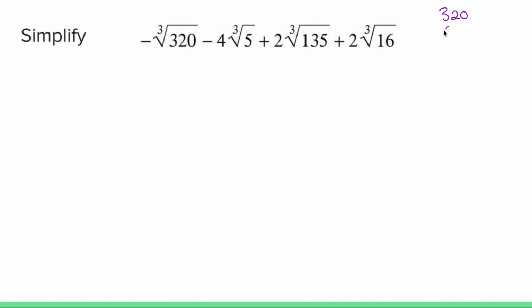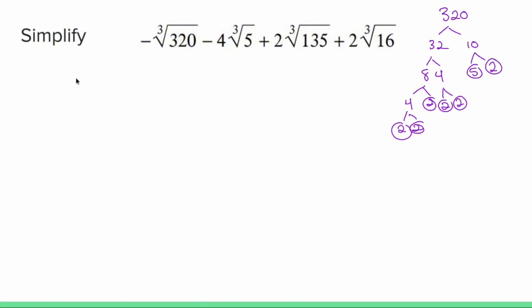Let's make a factor tree out of that. So let's do 32 and 10. Okay, let's do 8 and 4. Let's do 4 and 2, so we can circle a 2. Let's do 2 and 2. 4 is also 2 and 2. And 10 is 5 and 2.